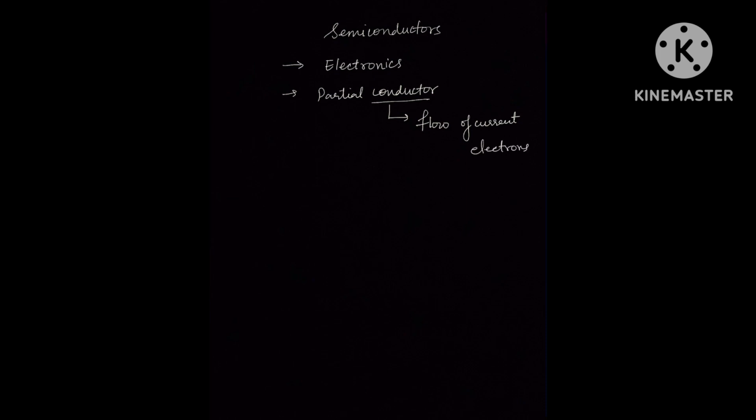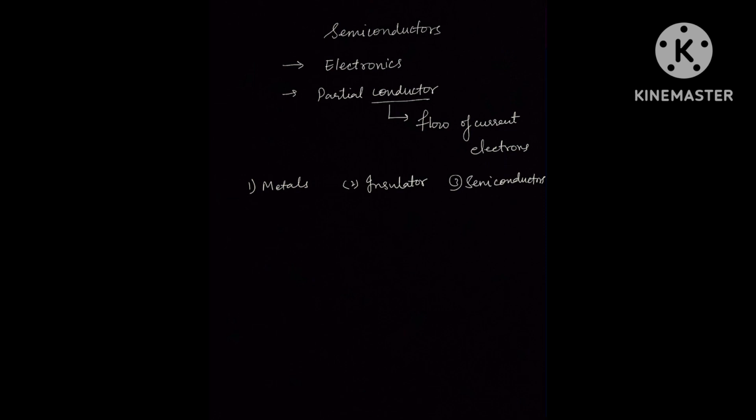We can classify between these materials using their resistivity. So we have three types of material. First is metals, second insulators, and third one is semiconductors.